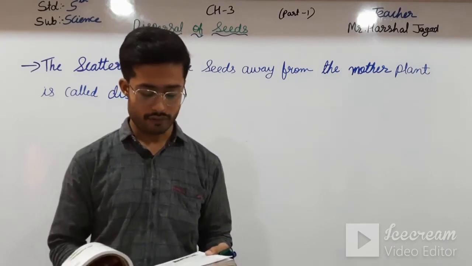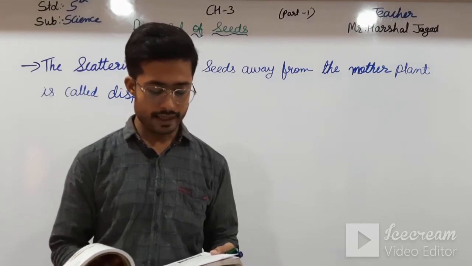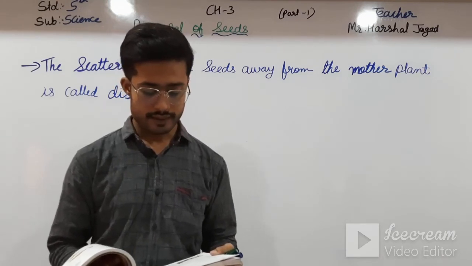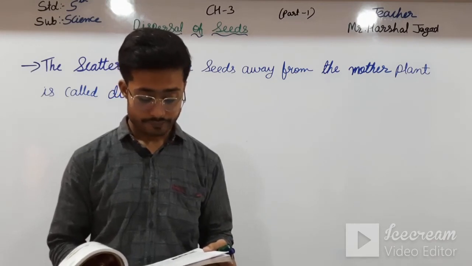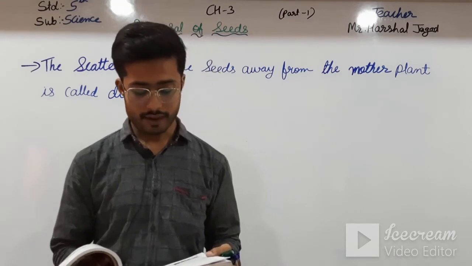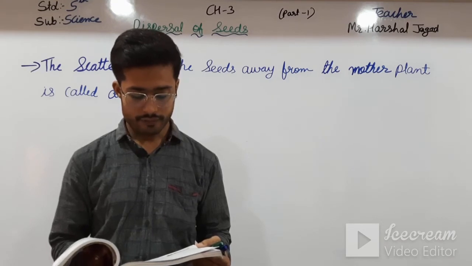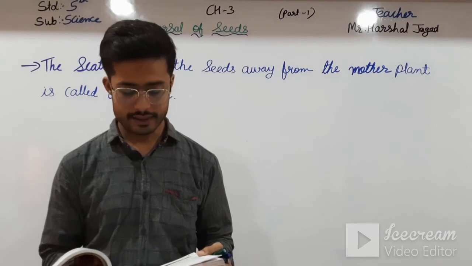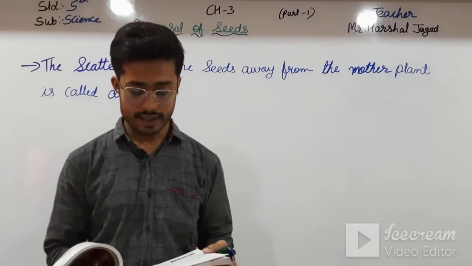The seeds of cotton and silk cotton have fluffy hair. When the pods or the fruit burst, the seeds are thrown out. They are carried away by wind to places far away from the parent plant. You may have seen fluffy balls of silk cotton floating in the air. At some stage, the seeds drop to the ground and then germinate and grow.